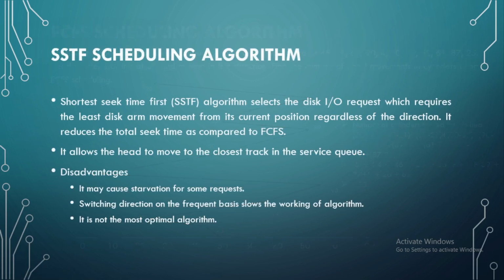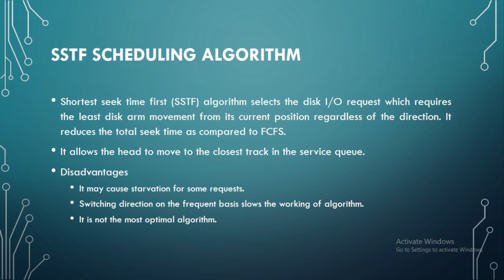The next is the shortest seek time first scheduling algorithm. It selects the disk input output request which requires the least disk arm movement from its current position, regardless of the direction. It reduces the total seek time as compared to the first come first served scheduling algorithm. It allows the head to move to the closest track in the service queue. Disadvantages of this algorithm: it may cause starvation for some requests. Switching direction on a frequent basis slows the working of the algorithm, and it is not the most optimal algorithm.